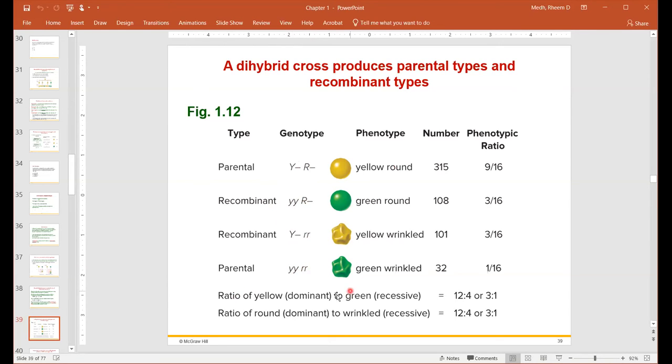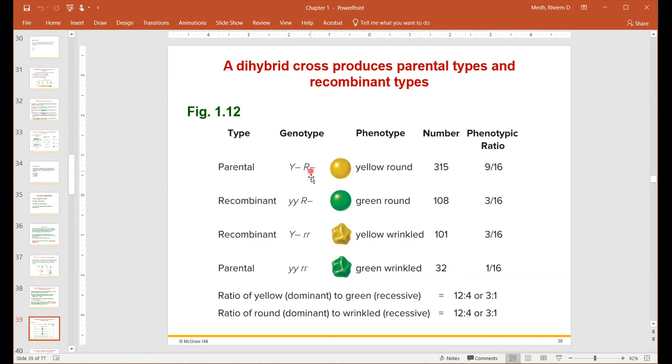So if you just look at one trait alone, ignoring the other trait, okay? You can always do that with a dihybrid. Then you should get the same 3:1 ratios. So if you just look at how many are yellow, you add up the 315 and the 101. And those are the yellows, and how many are greens? 108 and 32. So that would be 3 times as many yellows as there are greens.